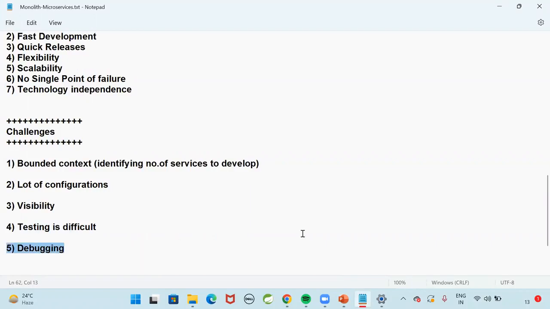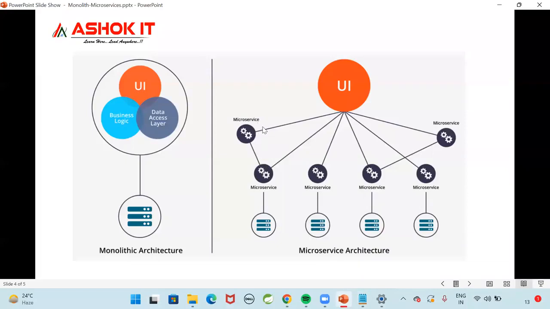And the next one, debugging. Debugging is also a little challenging when you go for microservices, when there is communication from one service to another service. We will face some difficulty in doing the unit testing and in doing the debugging. Are you clear with my point now?